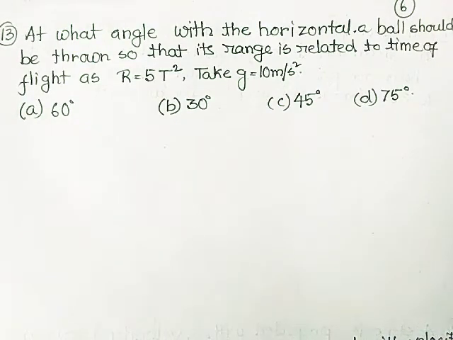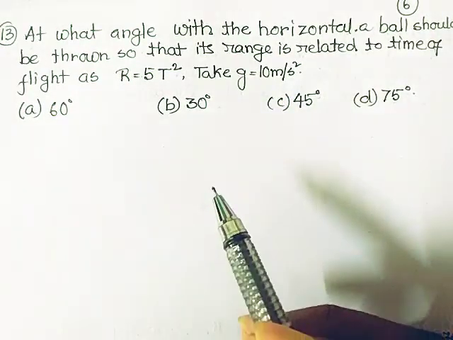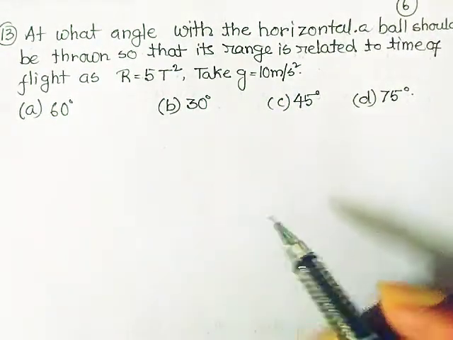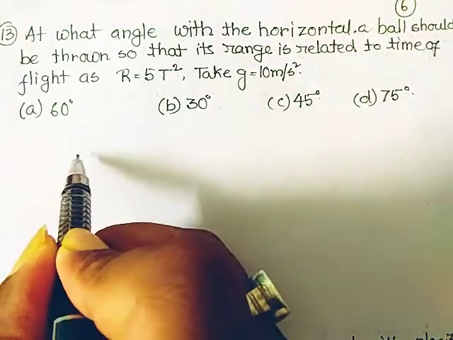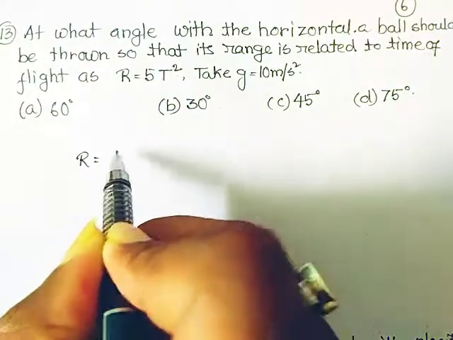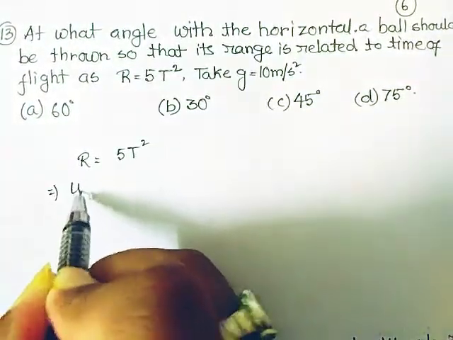In this lecture we also saw some numerical questions. The question is, at what angle the horizontal ball should be thrown so that the range is related to the time of flight as R equal to 5T square. So the range is R and it is equal to 5T square. We just put the value of it.